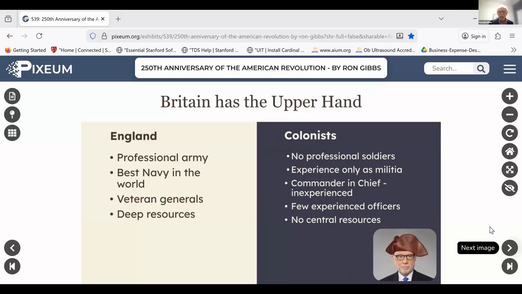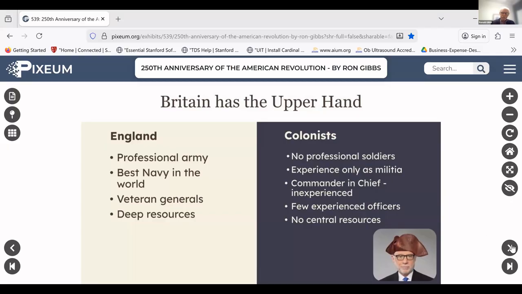The colonists, on the other hand, really had no professional soldiers, experience only as militia. The commander-in-chief was relatively inexperienced and never had commanded a group of more than 800 men, a regiment. There were a few borrowed officers from the British Army, but relatively few experienced officers, and they had really no way of gathering central resources, for Congress was relatively impotent in its taxation policy.